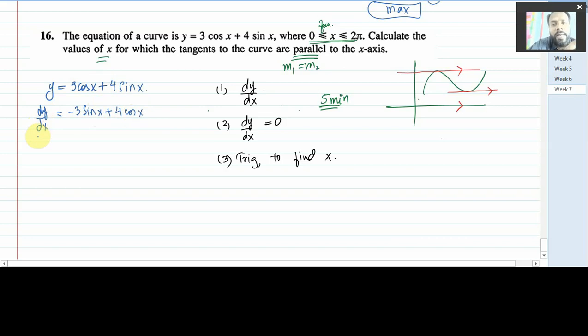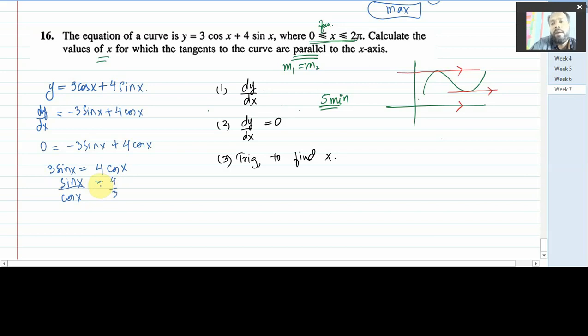After that, I need to equate dy by dx equals 0, because I've already mentioned that it is parallel to the x-axis, meaning the gradient is 0. So 0 equals minus 3 sin x plus 4 cos x. We need to arrange this equation. So now 3 sin x equals 4 cos x. We can arrange: sin x over cos x equals 4 divided by 3.